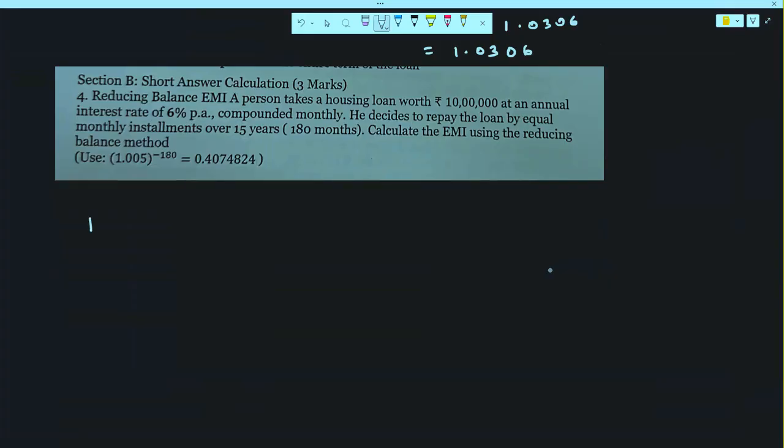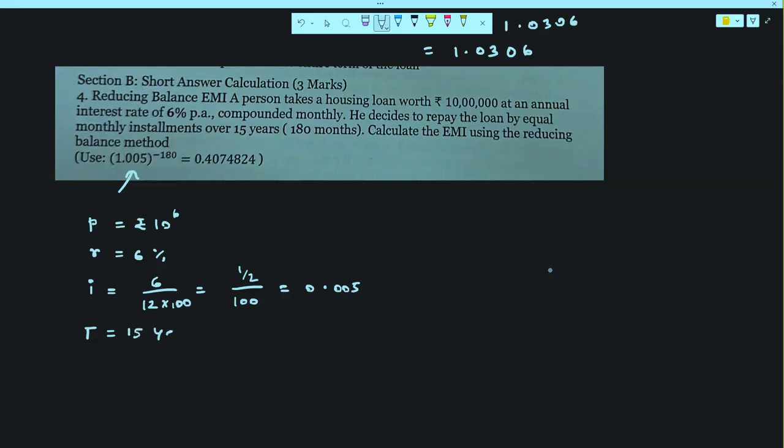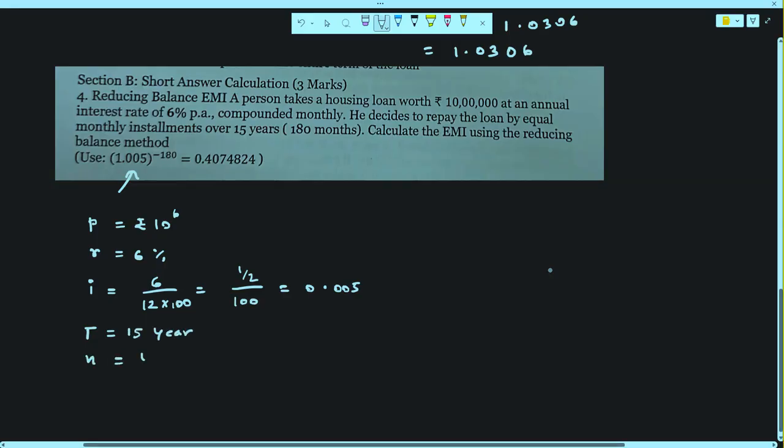Okay, the loan amount is how many zeros? 6 zeros. What is the rate of interest? 6%. So let's calculate the I value: 6 by 12 into 100, which is 1 by 200, equal to 0.005. You can see that value here. And the time period is 15 years, which means N is 180 months.